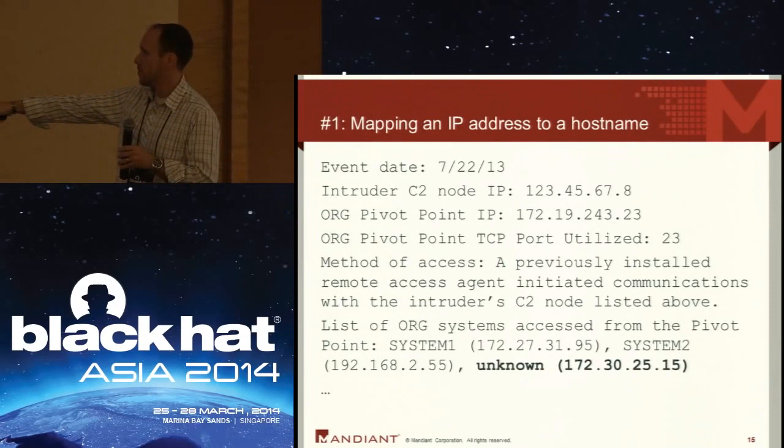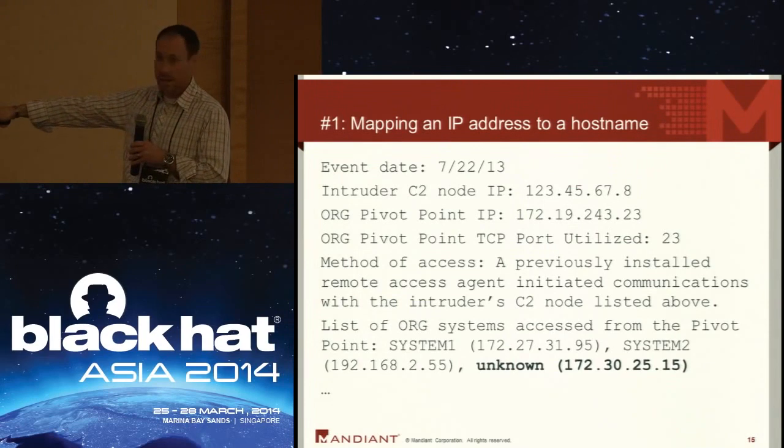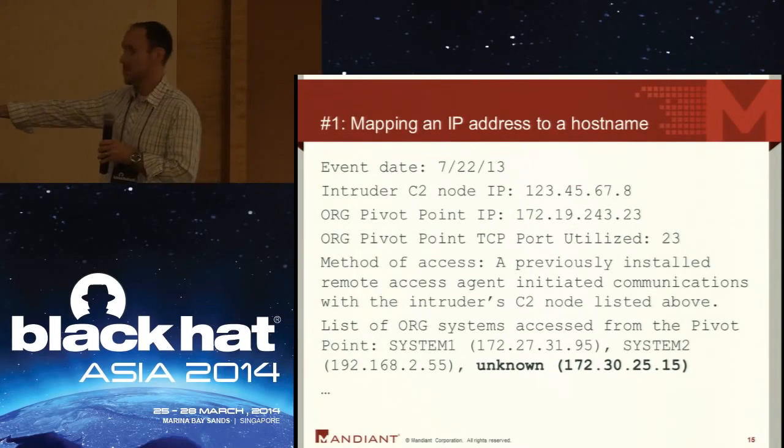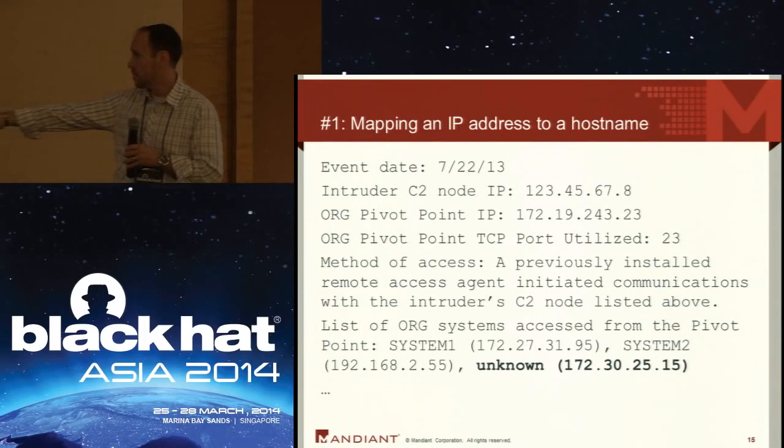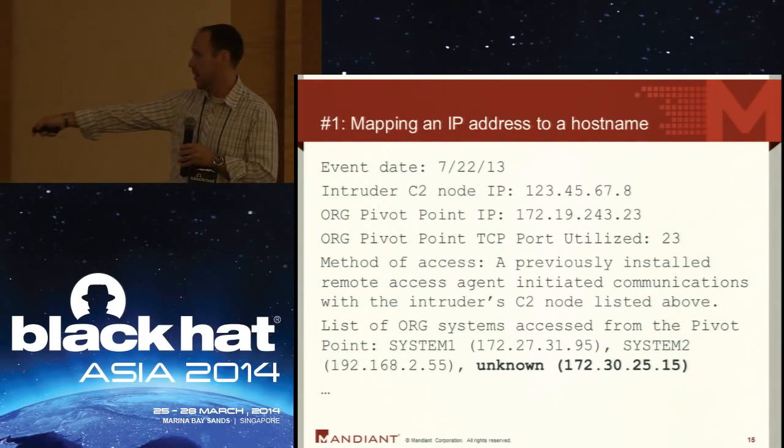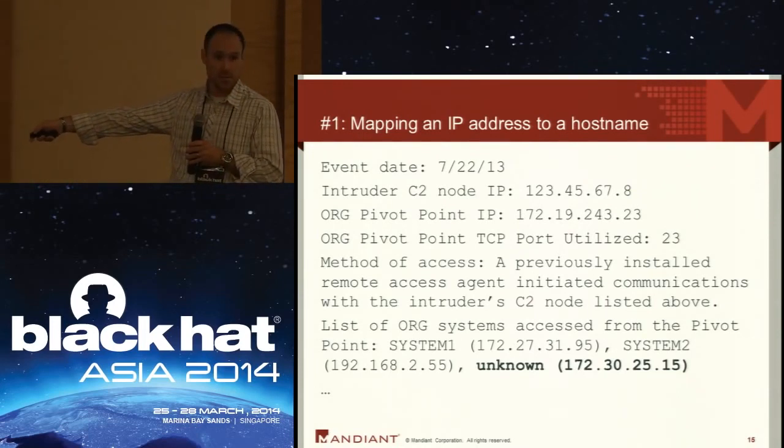So there was a backdoor on this system, and there's a list of data. Here's what he did. And by the way, on this day, he accessed these three other systems from this pivot point. So system 1, IP address, system 2, IP address, and then unknown. You don't know what the system name is.